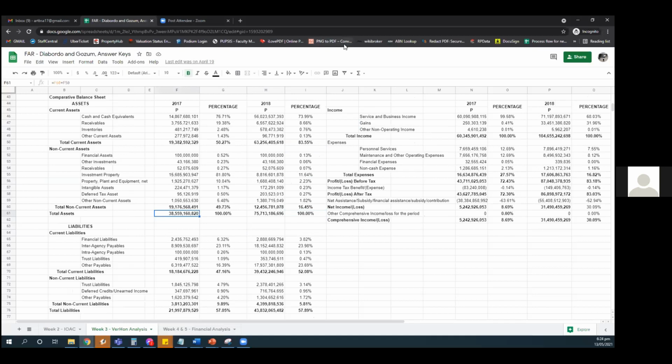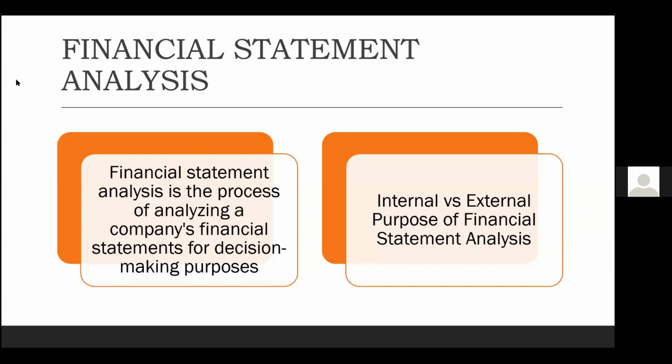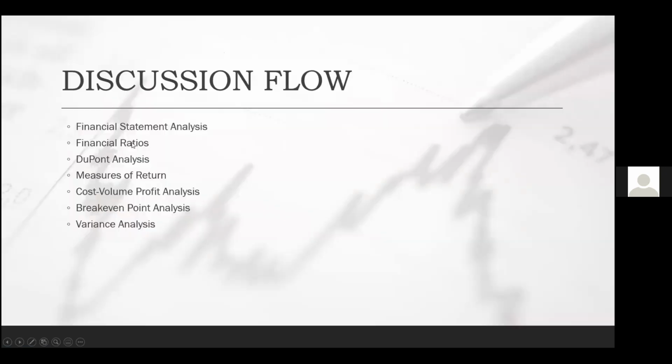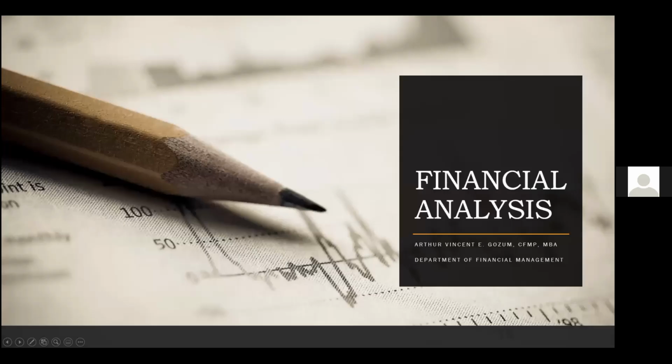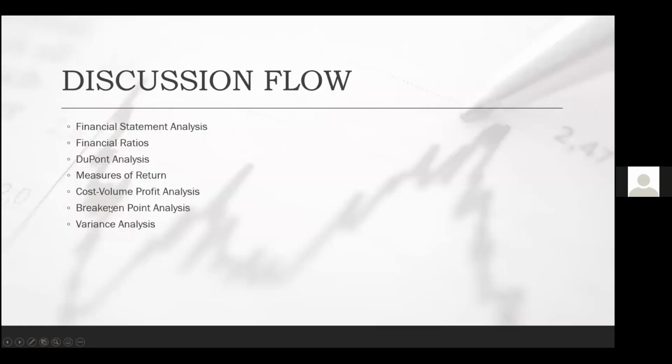Now, after itong vertical and horizontal analysis, we have our weeks 4 and 5, no? Which is the financial analysis. So this is the last topic that we will be discussing for tonight. Kasi nga, I do have meeting. So kailangan kong habulin yan. Pero I'll try my best na ma-explain siya on the simplest possible way. No? So the discussion flow would be this, no? Your financial statement analysis, financial ratios, the Dupont analysis, measures of return, cost volume profit analysis, break-even point analysis, and your variance analysis.